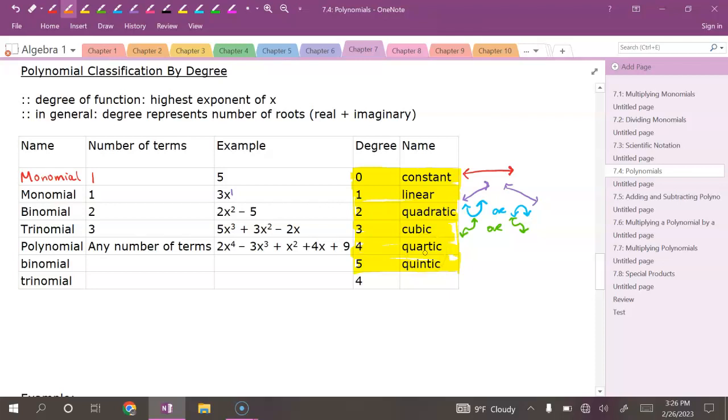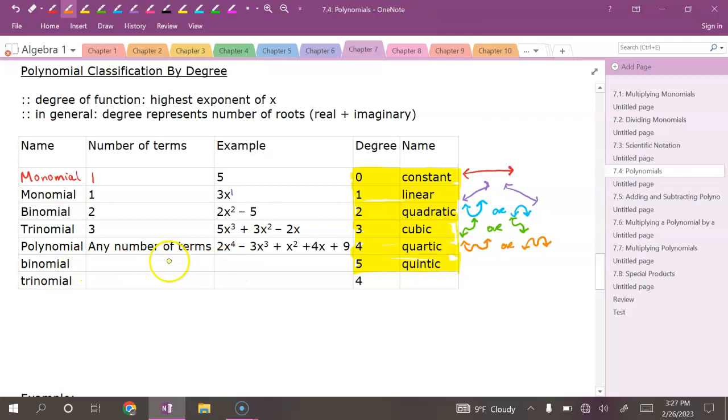To remember this name, I like to think there's 4 quarters in a dollar. Quarters sounds like quartic to me, so I'm able to associate 4 quarters. 4 means quartic for the graph. What the quartic graph looks like is kind of like a W shape. Again, it can also go the other direction.